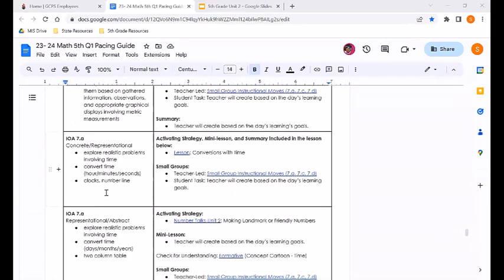After metric conversions, before we shift to customary conversions, units of time will be addressed with students using clocks, number lines, and 2-column tables.